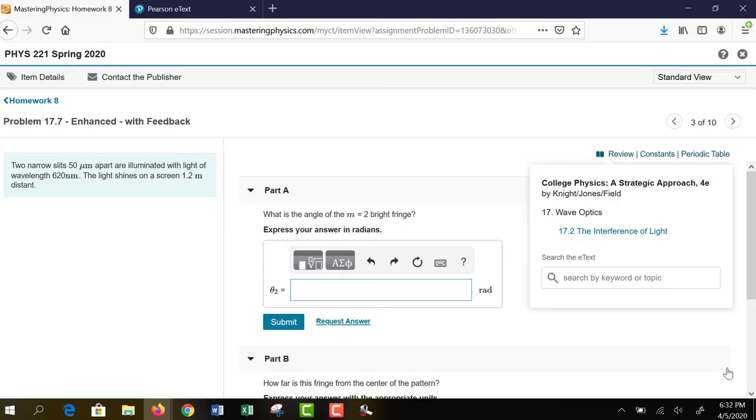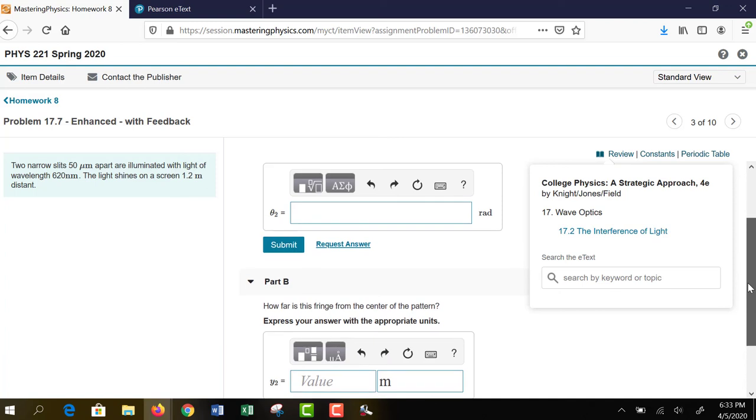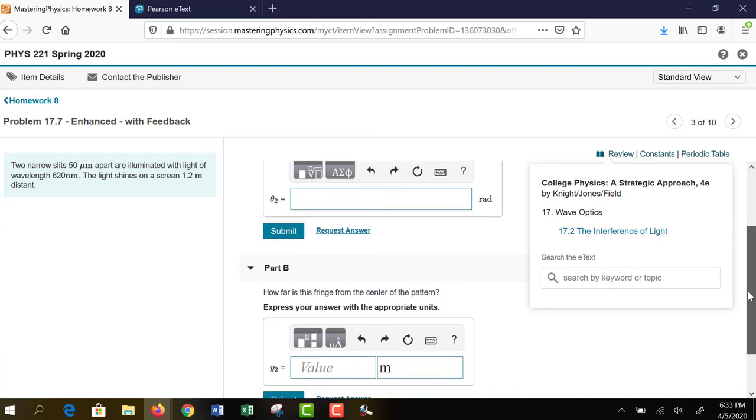Okay, the next problem is a double slit problem. So two narrow slits are 50 micrometers apart. They're illuminated with light of 620 nanometers. The light shines on a screen 1.2 meters away. What is the angle of the m is equal to 2 bright fringe measured in radians? And how far is this fringe from the center of the pattern?